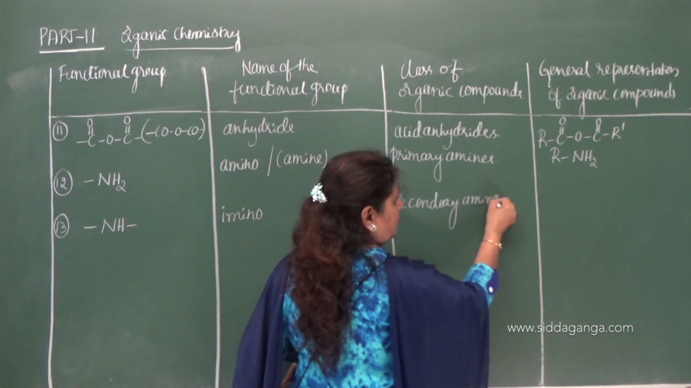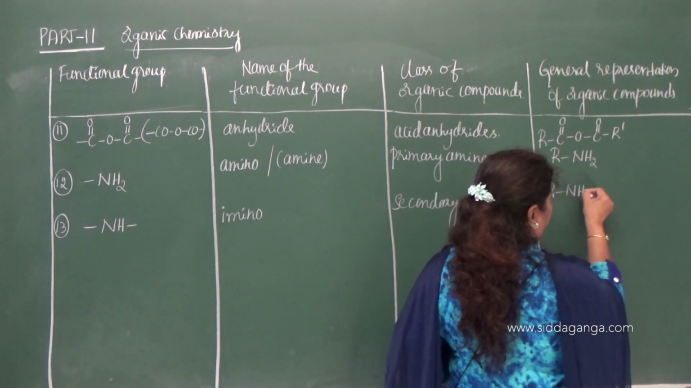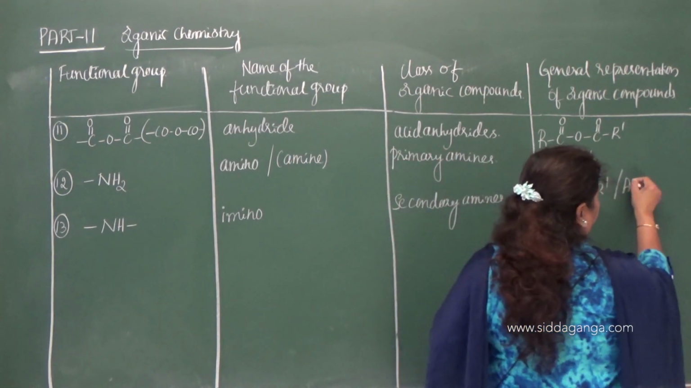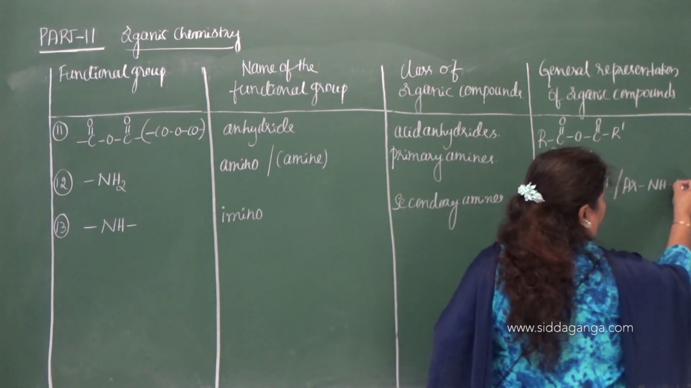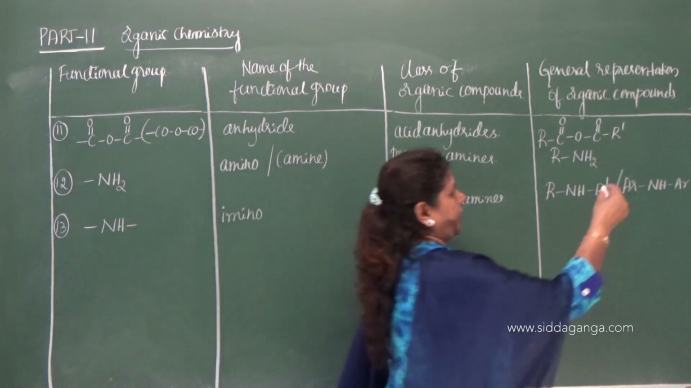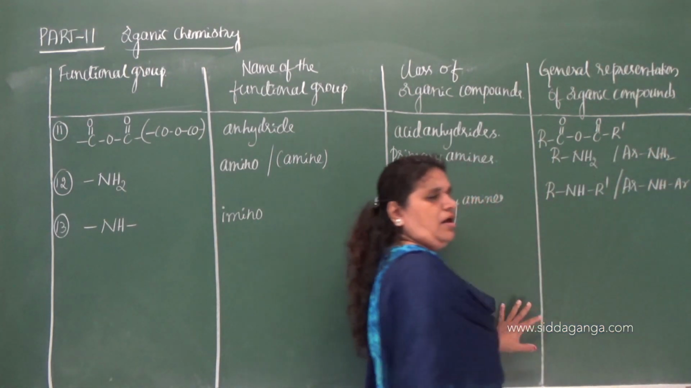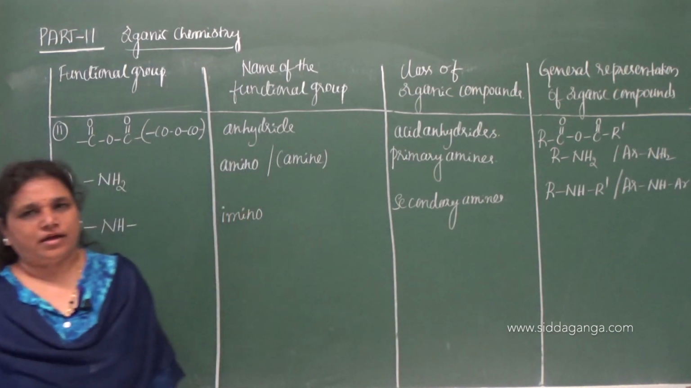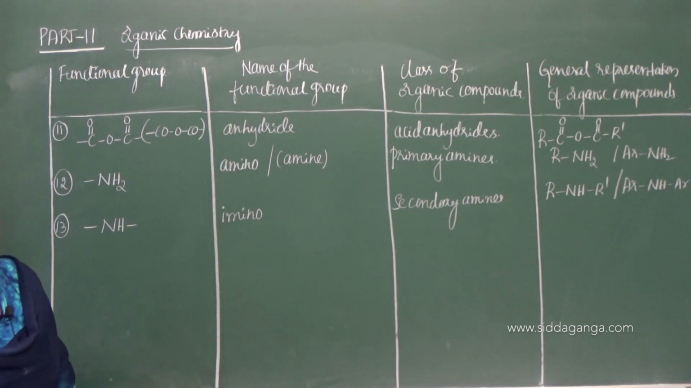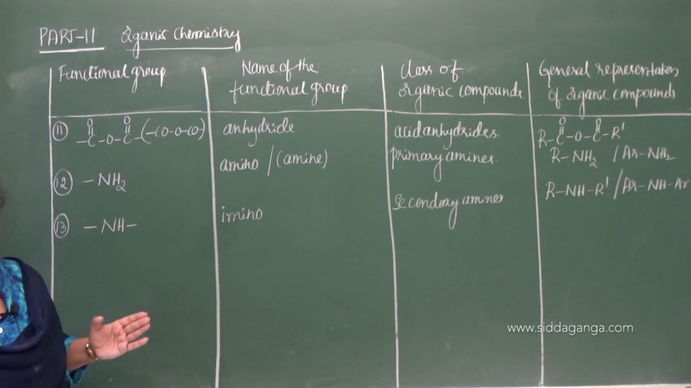Secondary amines, and the general representation is RNH R dash. You can also write Ar NH Ar. Primary amines you can also represent as ArNH2, primary aromatic amines, and secondary aromatic amines, and the aliphatic amines that we can classify. So the imino group is the functional group for secondary amines.